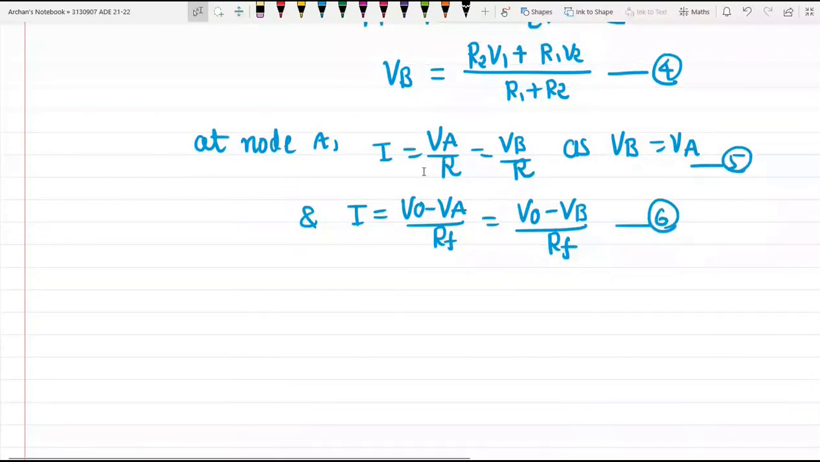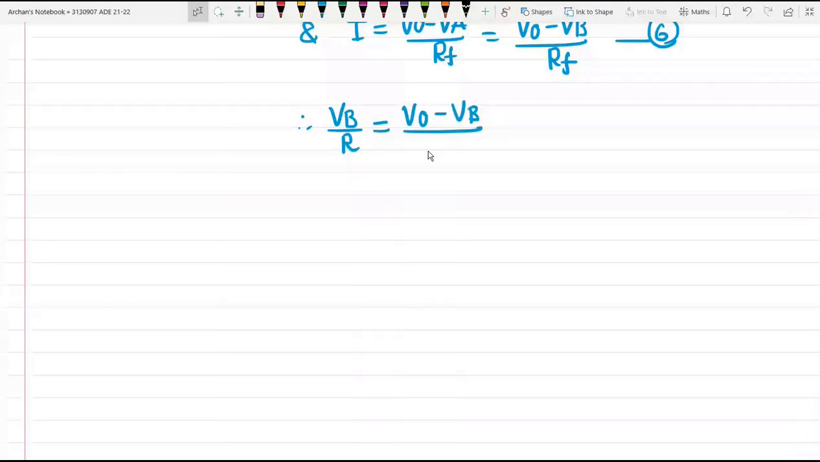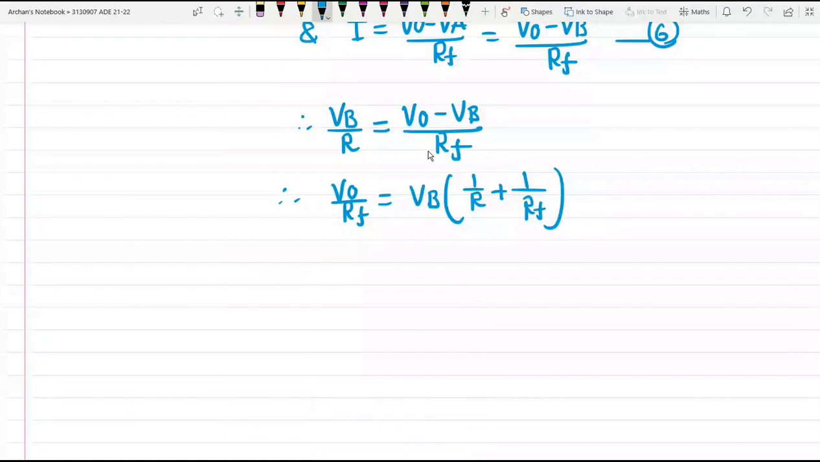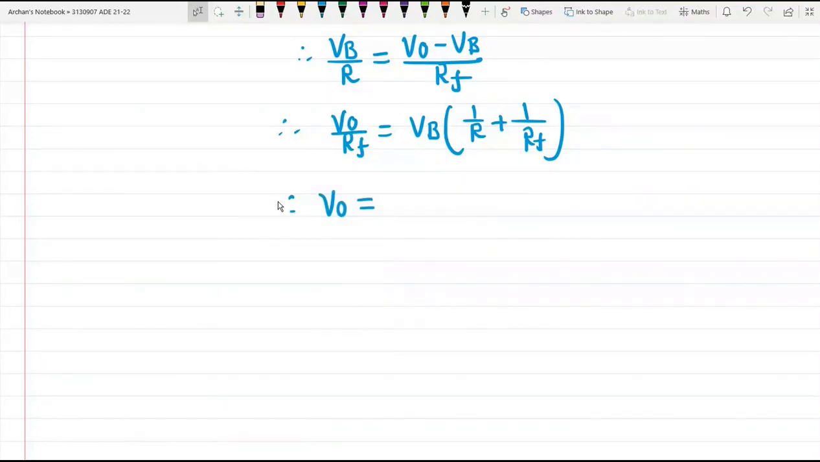We can equate these two equations. So we can write down VB by R is equal to V0 minus VB divided by RF. Now simplify the terms: V0 by RF is equal to VB into 1 by R plus 1 by RF. So we can write the output voltage equation V0 as VB into R plus RF divided by R.